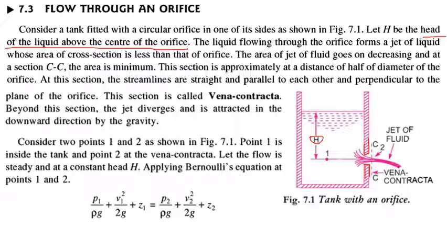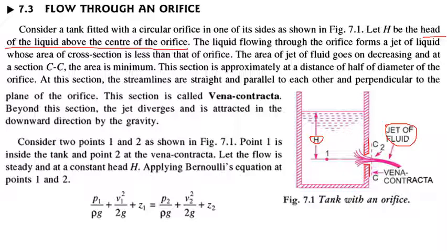The liquid flowing through the orifice forms a jet of liquid whose area of cross section is less than that of the orifice. That is, this is the jet of fluid, right? It is marked here, jet of fluid. So the diameter of the jet is less than the diameter of the orifice. Okay, so area of cross section of the jet is less than the orifice.